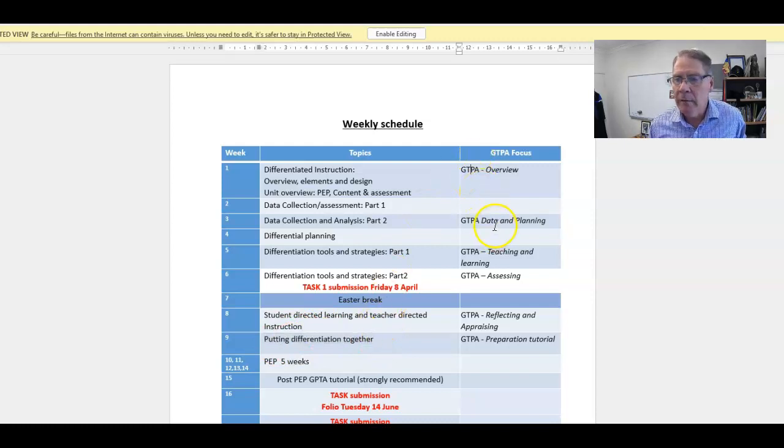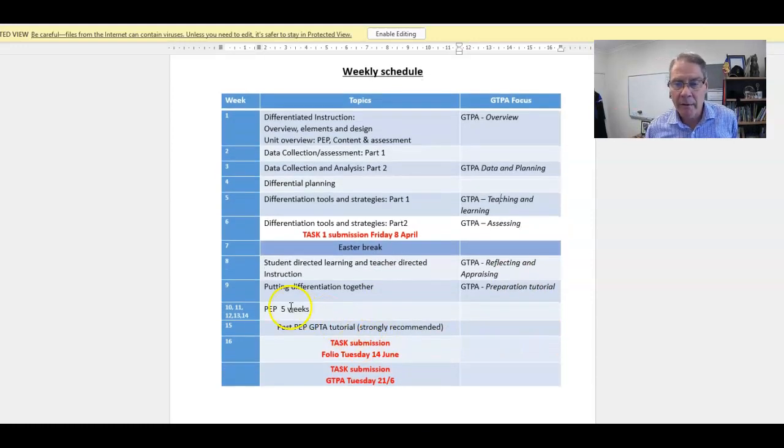But in weeks 1, 3, 5, and then 6 and following, we see that we have a Gtba focus. So half of the class will be focused on looking at the Gtba as an assessment instrument and going through samples of work and extracting what it means in terms of the various sections of the Gtba. And we'll go through that and scaffold that fully.